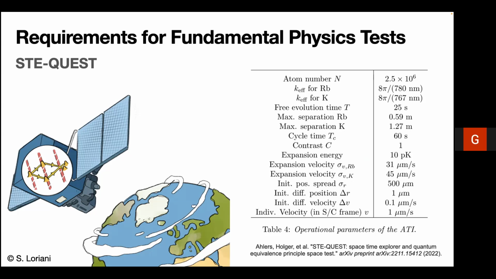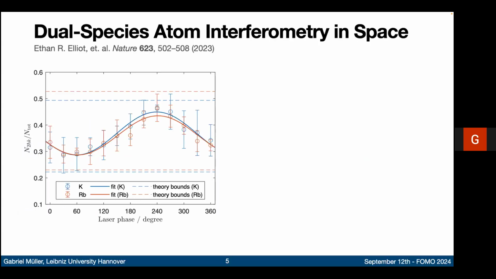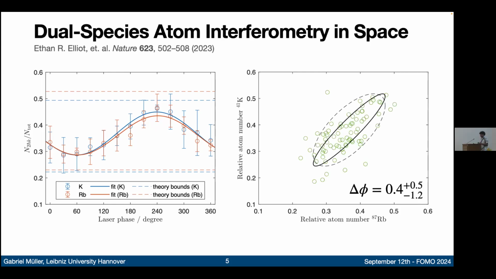So we still have to reach a very precise control. Published last year, together with JPL, we performed a dual-species atom interferometry example in space. But even for this example, we only reached 0.5 milliseconds in interferometer time, and you see that the contrast drops to 0.2 already. And we saw that we want to reach something like 25 seconds for these fundamental physics tests. So we are far away.